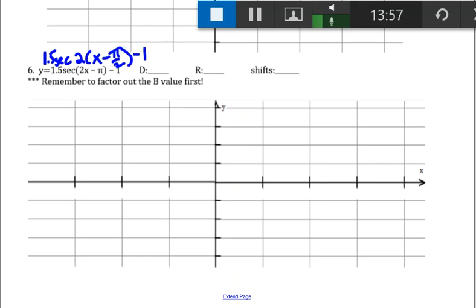All right, so now that I have that factored out, there's still a lot going on in this problem. Let's find our period first. What's the period going to be? Pi. Good. 2 pi over 2 is pi. So put that here. Negative pi.